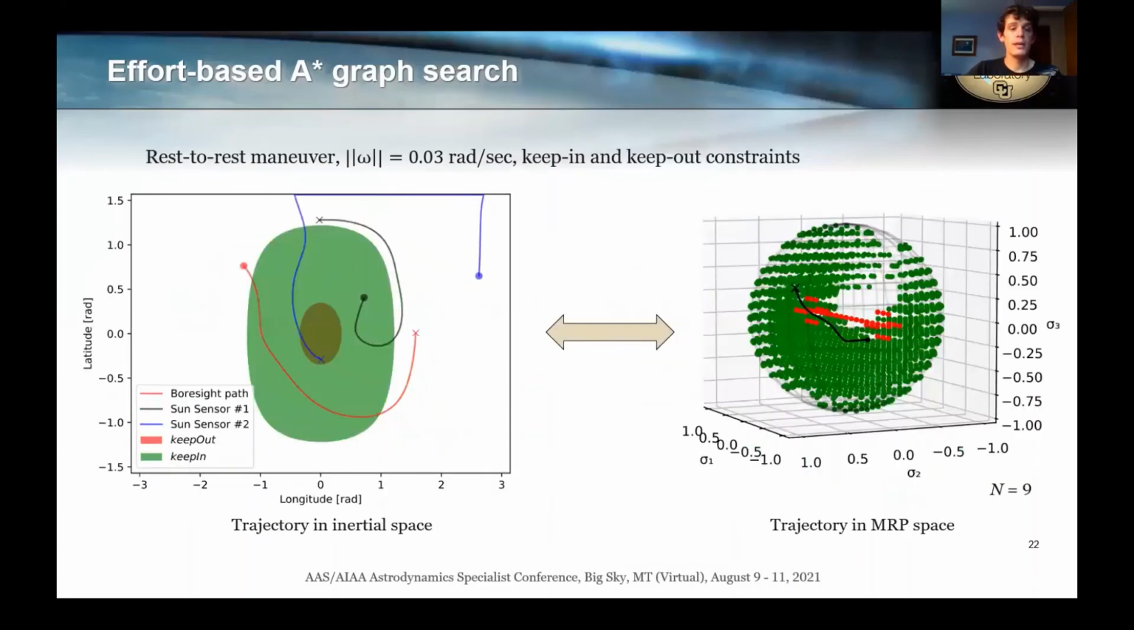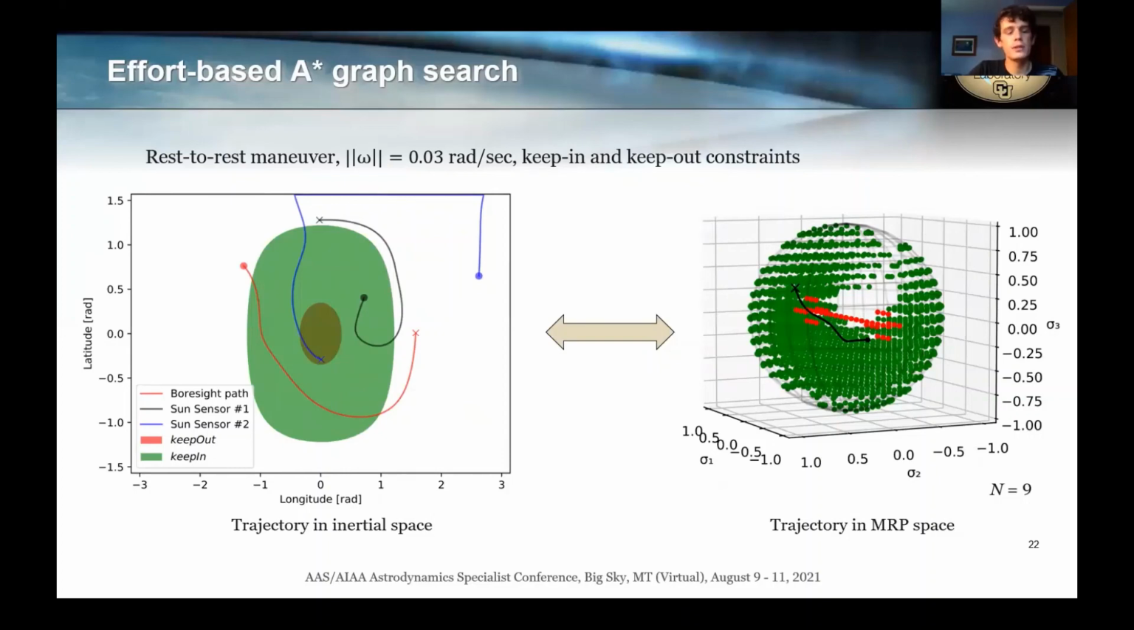This last example is one that features both keep-in constraint and keep-out constraints, and specifically, we have two sun sensors located on the Y and Z body axes of the spacecraft. And these sun sensors only need to be constraint compliant one at a time. We don't need to have them both be able to see the sun at all times.